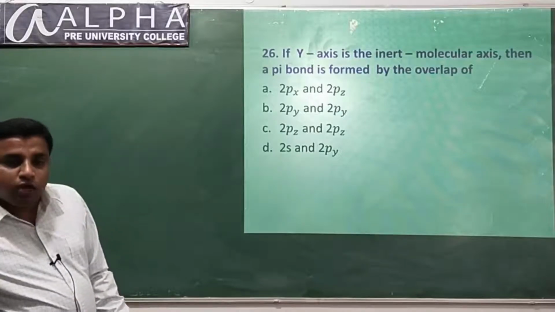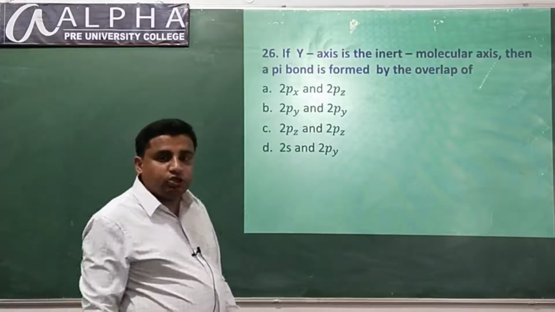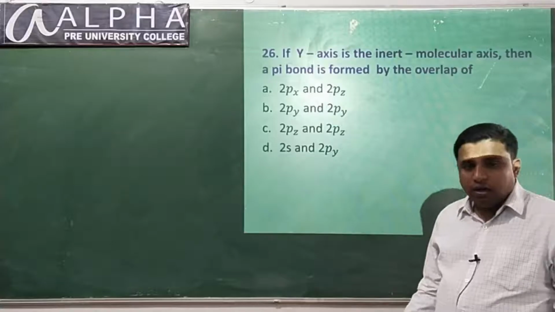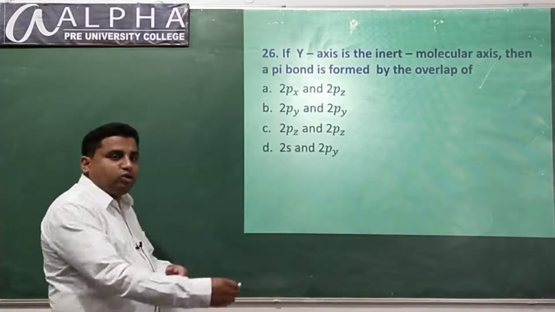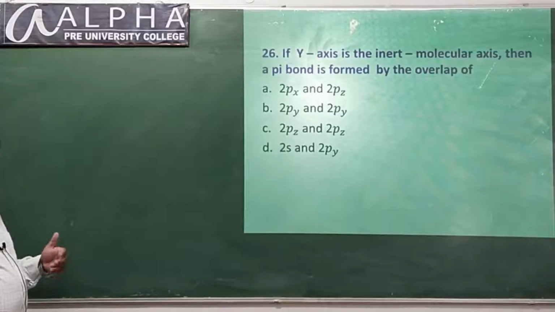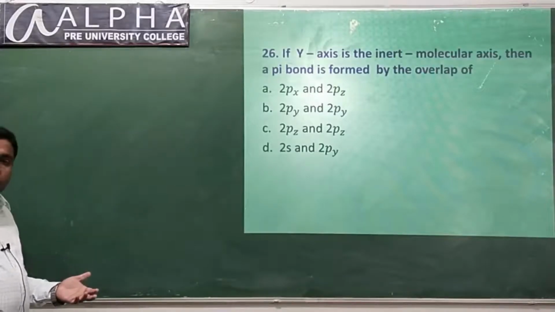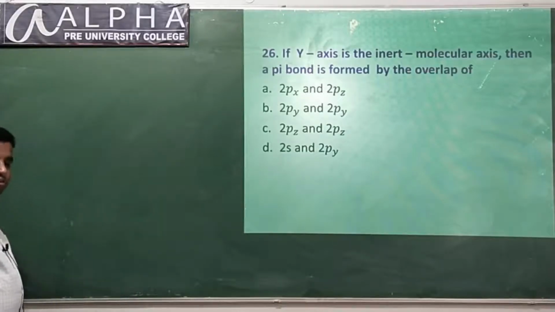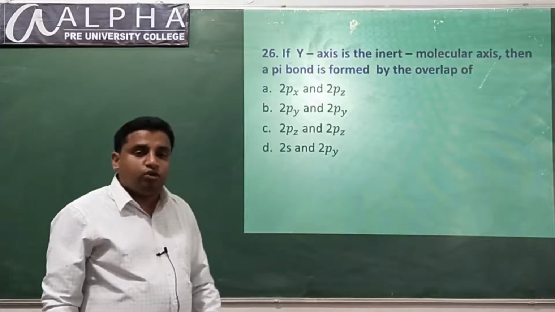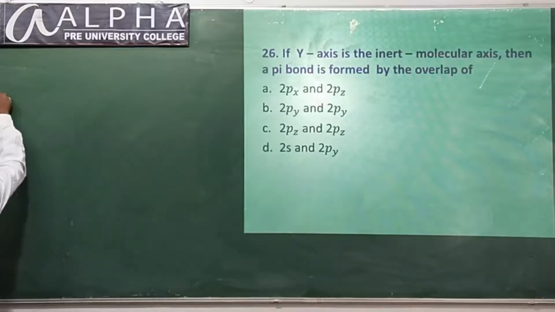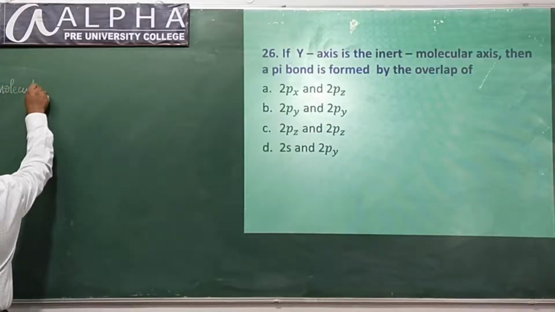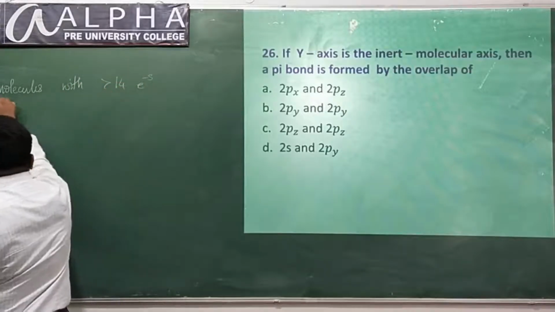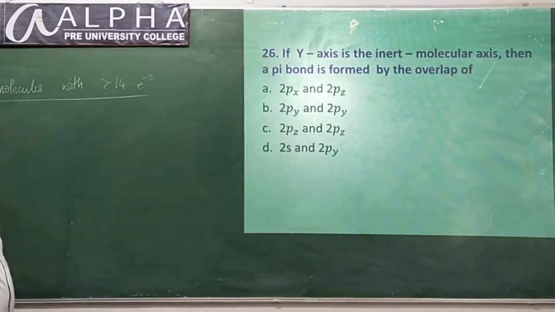Students, according to molecular orbital theory, we used to write the electronic configuration. Do you remember that? Do you know the electronic configuration for molecules with more than 14 electrons and for molecules with less than 14 electrons? Any electronic configuration you can consider. I will consider the electronic configuration for the molecules with more than 14 electrons.